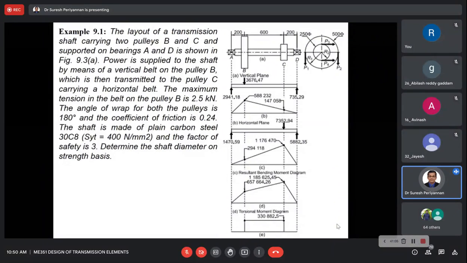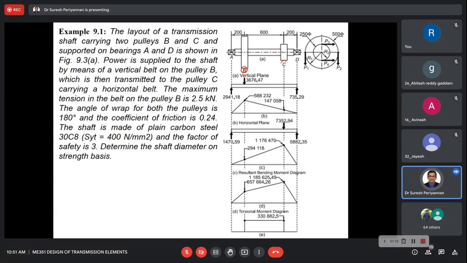The layout of a transmission shaft carrying two pulleys B and C. This is pulley B, this is pulley C. And it is supported by the bearings A and D. A bearing can act as a support, and it also allows free rotation of the shaft.